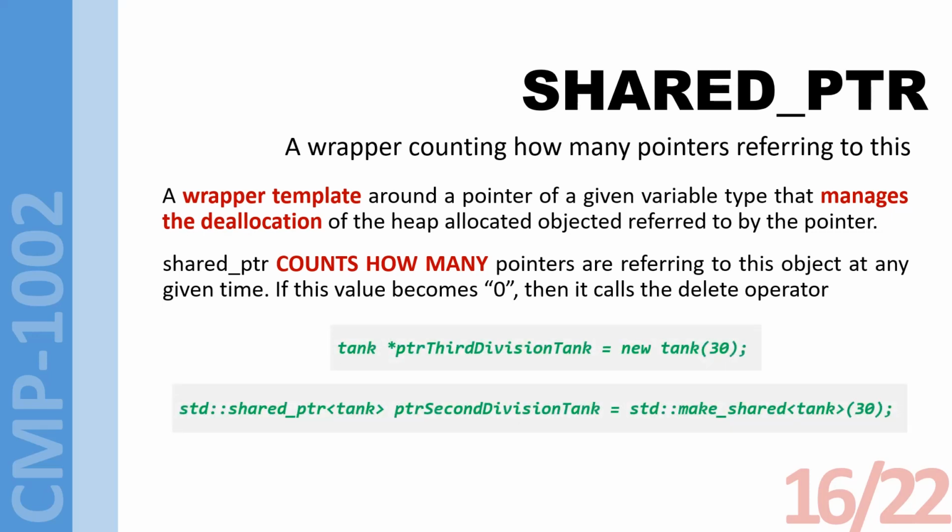So how do you write a shared pointer? Actually, nothing so different from the unique pointer. You're only changing the name from unique_ptr to shared_ptr. And on the right hand side, instead of make_unique, you're going to write make_shared.